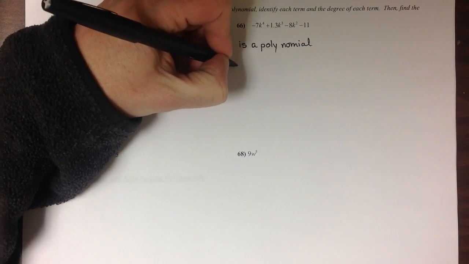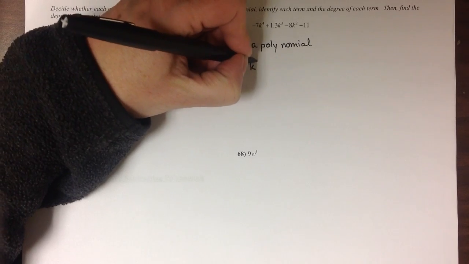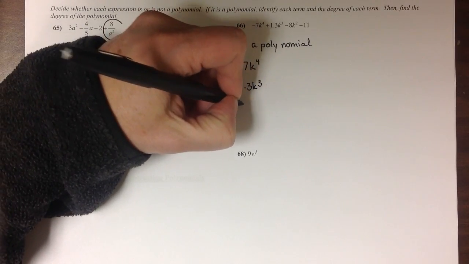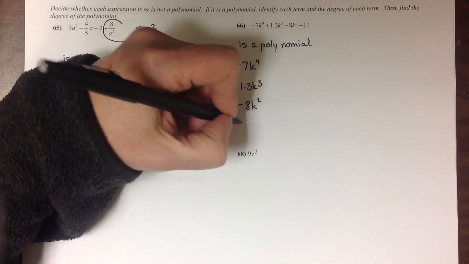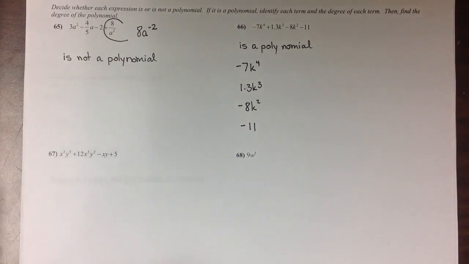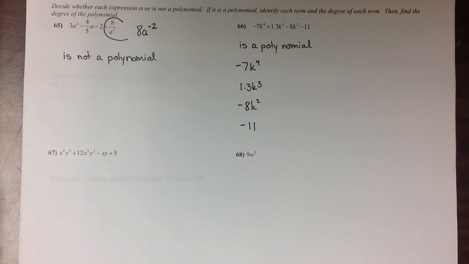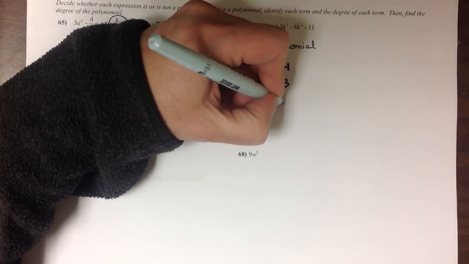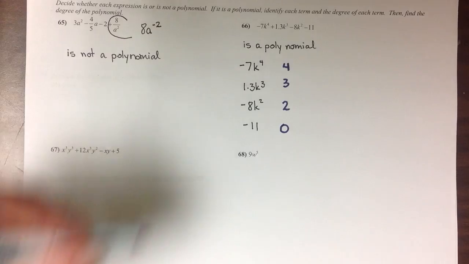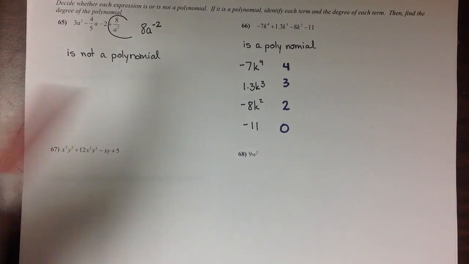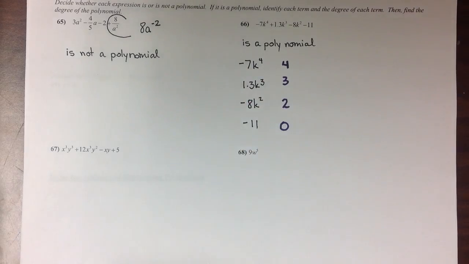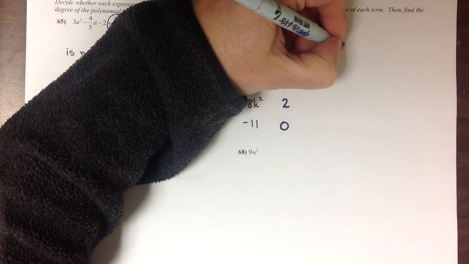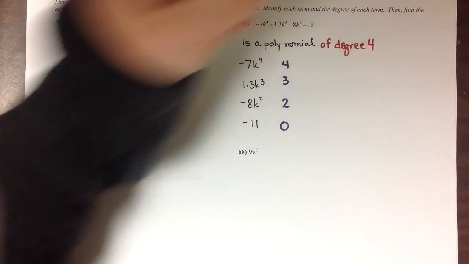The individual terms we're going to be looking at are negative 7k to the 4th, 1.3 k to the 3rd, negative 8k squared, and negative 11. So to find the degree of each of the terms, this one has a degree of 4, this one a degree of 3, 2, and 0. So our term with the highest degree is the negative 7k to the 4th. So this is a polynomial of degree 4.